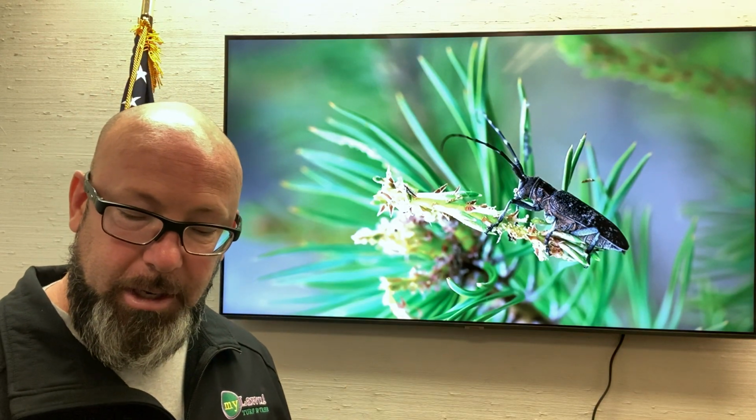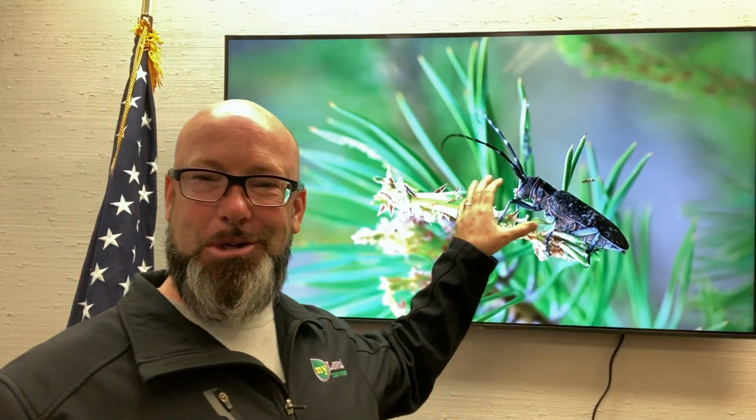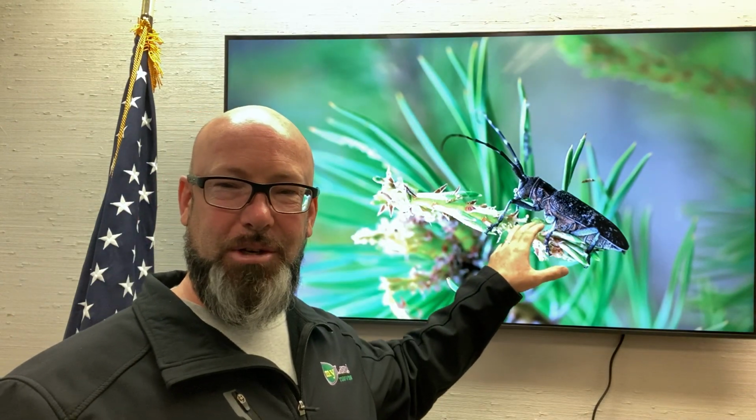So this is what that pine sawyer beetle looks like here. And again, it's not even the problem. The pine sawyer beetle doesn't do the damage to the tree. It does cause some little tiny injuries on the tree, but that doesn't really hurt the tree. It's the nematode that enters through that hole. So let me go back to this tree here.